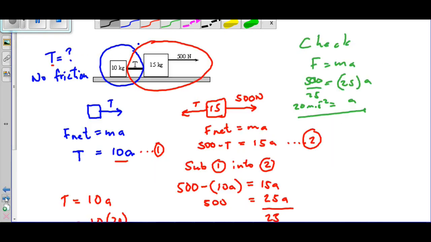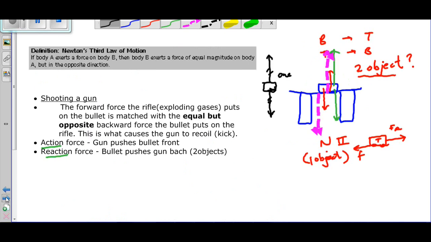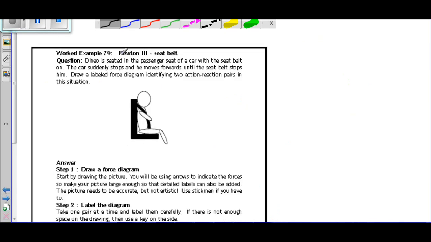Now, taking it further, we have this example here taken from the textbook. Dineo is seated in the passenger seat of a car with the seat belt on. The car suddenly stops and he moves forward until the seat belt stops him. Draw a labelled force diagram. Identify two action-reaction pairs in this situation.